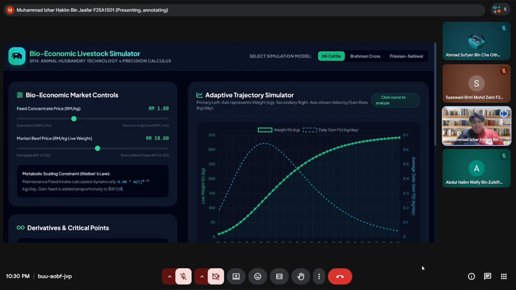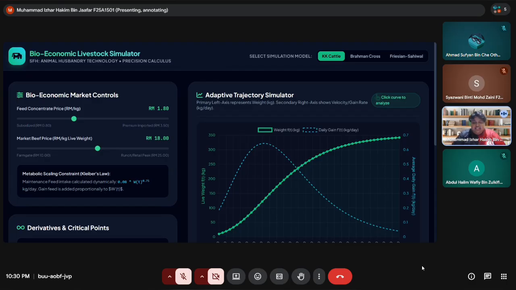One improvement I would recommend is adding comparison features to this HTML. This feature will allow users to compare different cattle breeds or feeding strategies at the same time. By comparing multiple scenarios side by side, users could better understand how different biological and economic factors affect livestock performance and profitability.